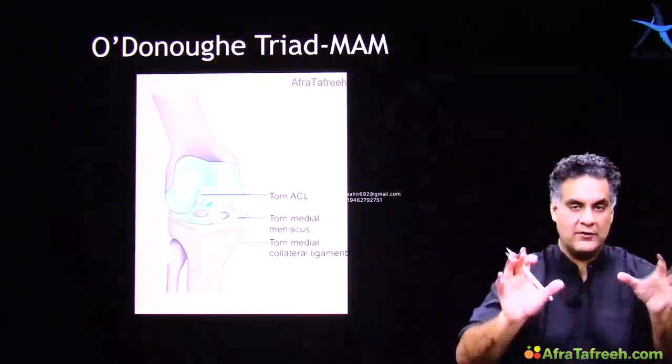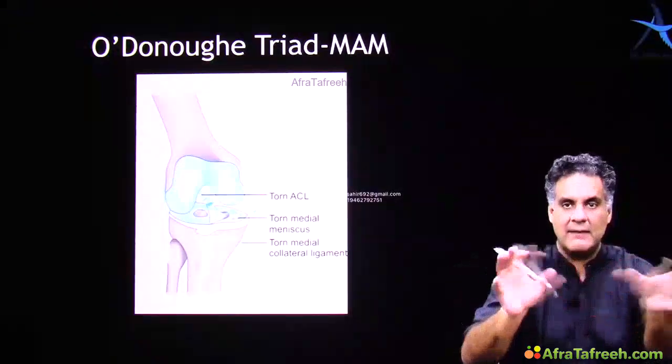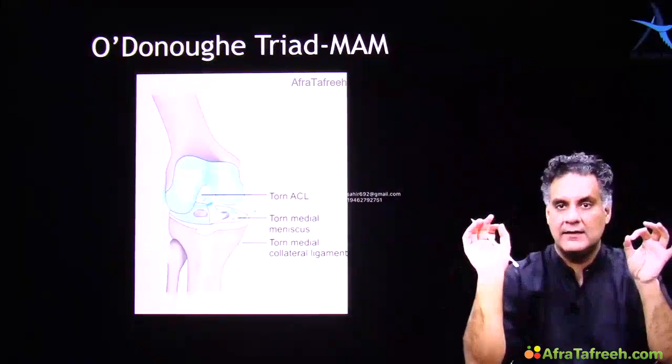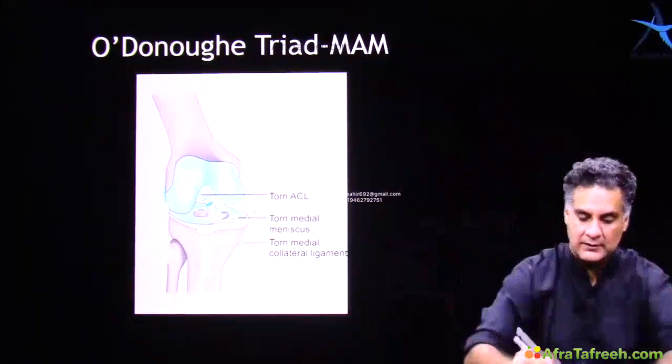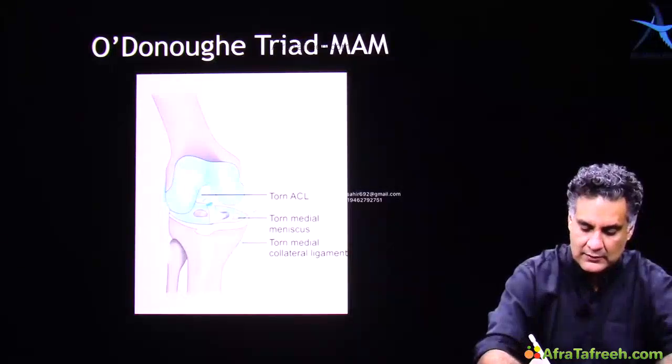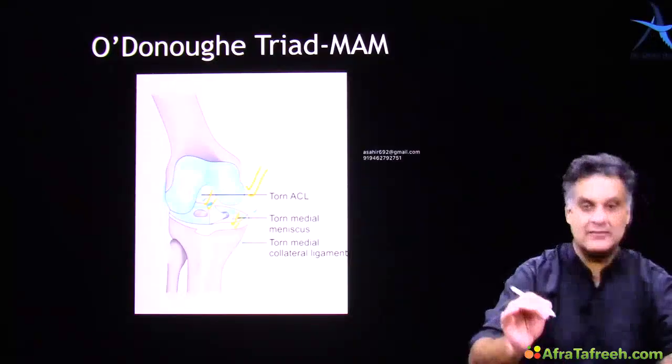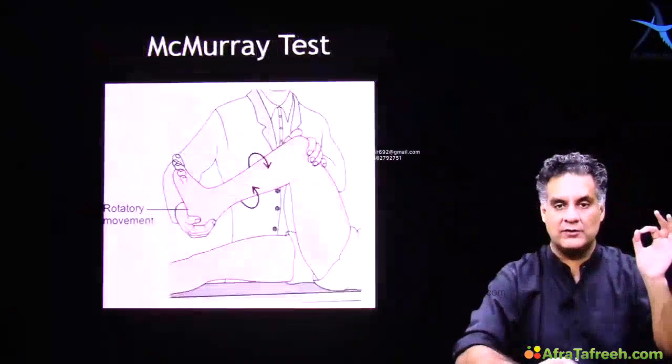And then if you look at an athlete, three structures can be damaged. MAM is dangerous: MCL, ACL, and medial meniscus. So there is damage to the medial collateral ligament, anterior cruciate ligament, and the medial meniscus. This is the unhappy triad, and the prognosis is not good.